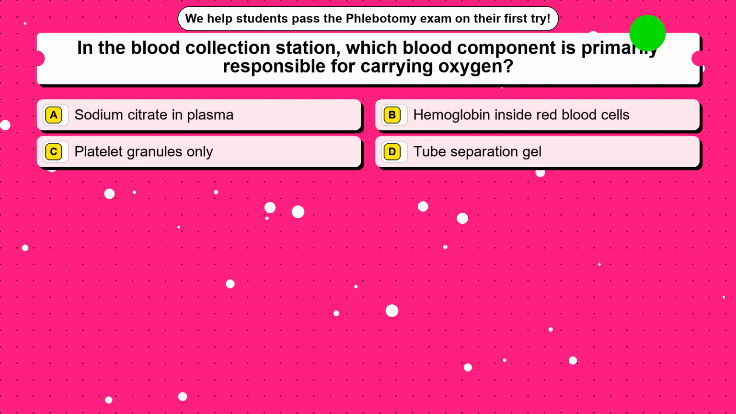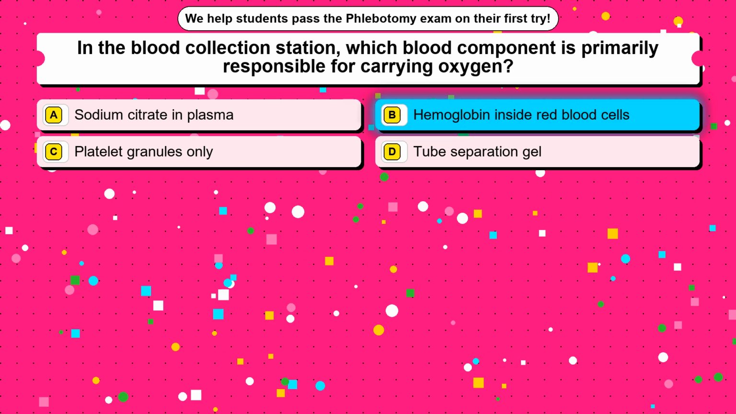Question 81. In the blood collection station, which blood component is primarily responsible for carrying oxygen? Option A. Sodium citrate in plasma. Option B. Hemoglobin inside red blood cells. Option C. Platelet granules only. Option D. Tube separation gel.